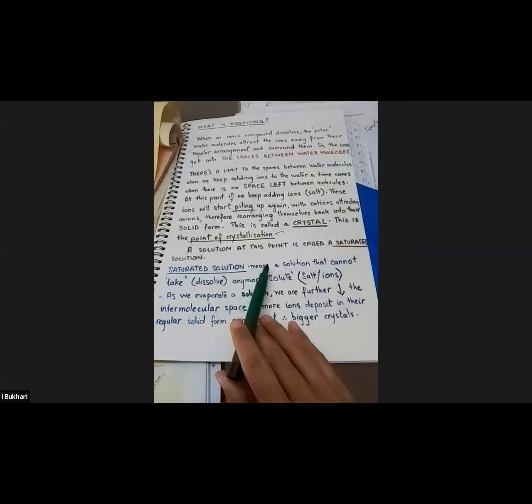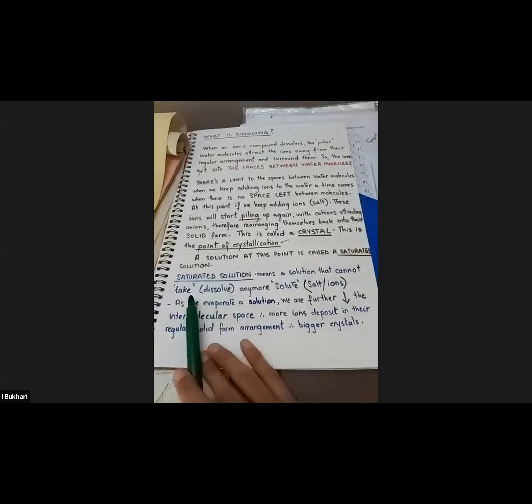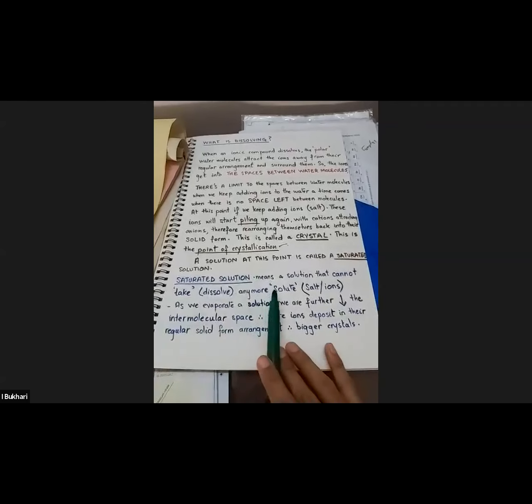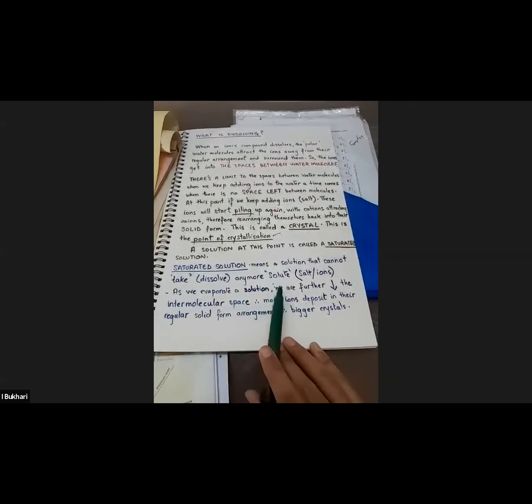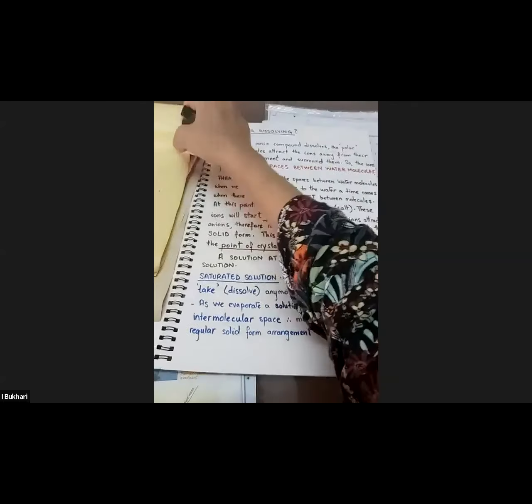Saturated solution means a solution that cannot take or dissolve any more solute. What is a solute and what is a solvent? You guys know that, right?